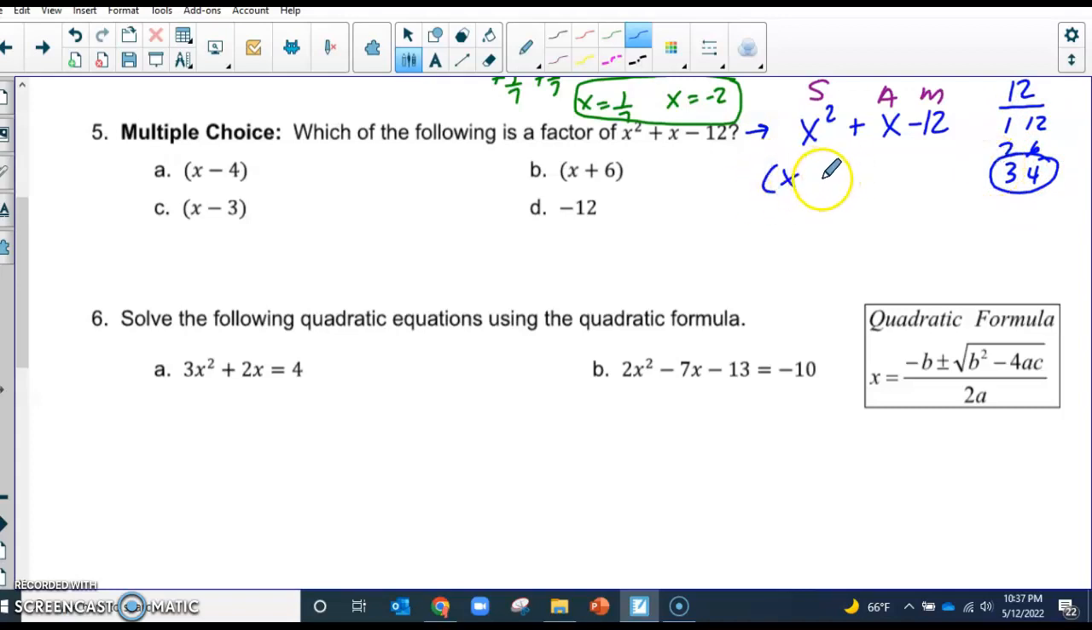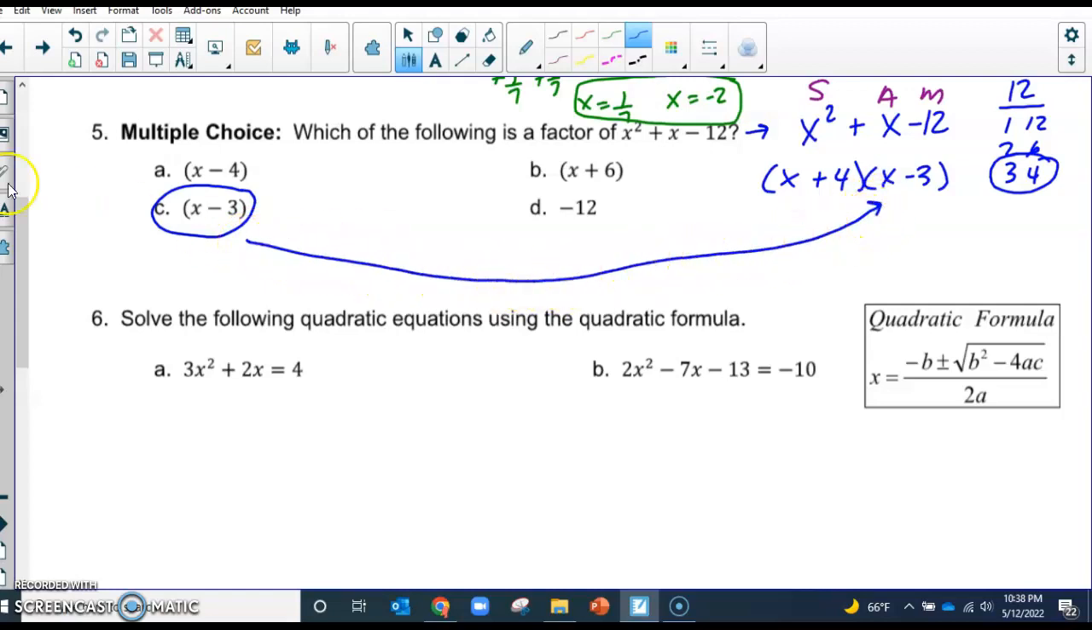So I've got x plus 4, x minus 3. 4 minus 3 is 1. 4 times -3 is -12. And C, x minus 3 is the one that has the factor in there.